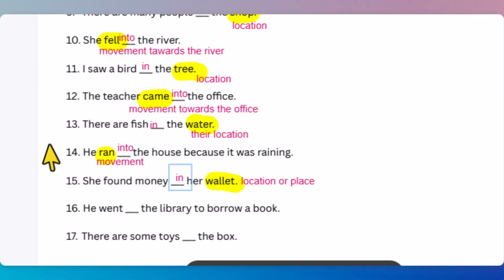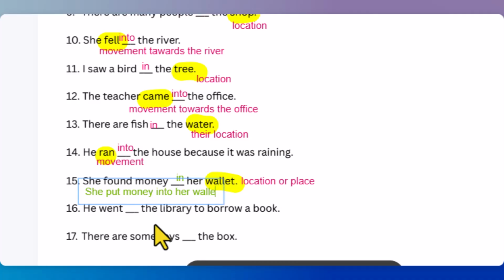So let us write an example with into. So let us say she put money into her wallet to show movement. So to show that the money was moving towards the wallet. In this case, the money was going inside the wallet.